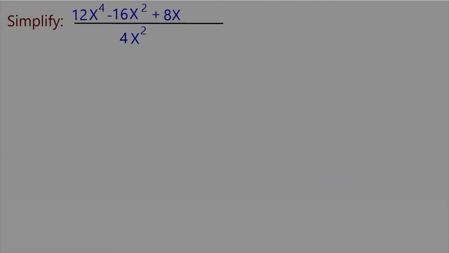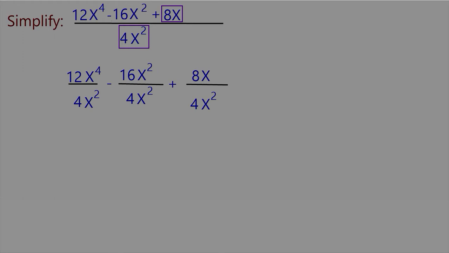Let's try this similar one. We divide 12x raised to the 4th power into 4x squared as a fraction. We then place back the minus sign and write 16x squared over 4x squared. And then we also write a plus sign, and after, 8x divides into 4x squared. 12 divides into 4, leaves 3. X raised to the 4th power divides into x raised to the power of 2, leaves x raised to the power of 2. So we have 3x raised to the power of 2.